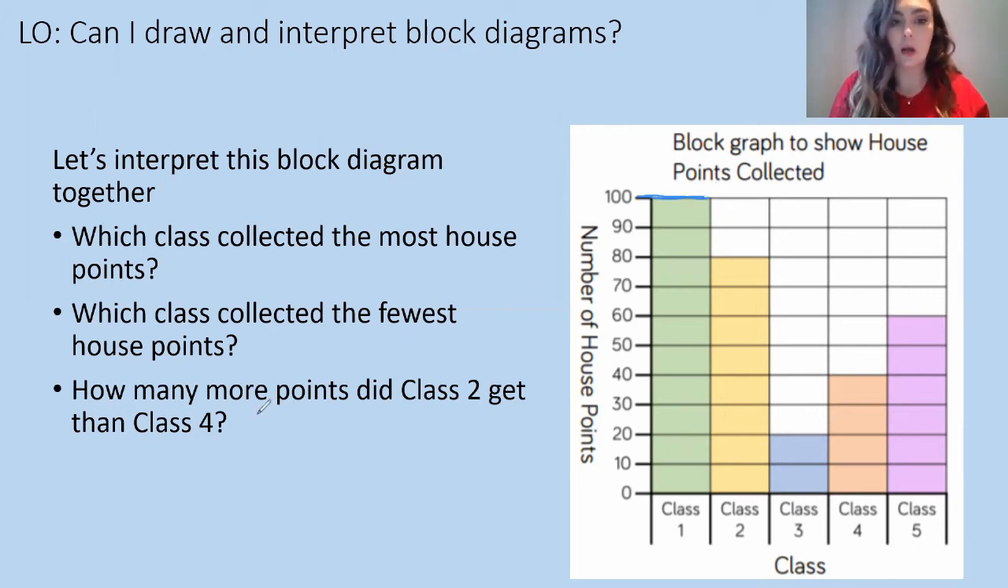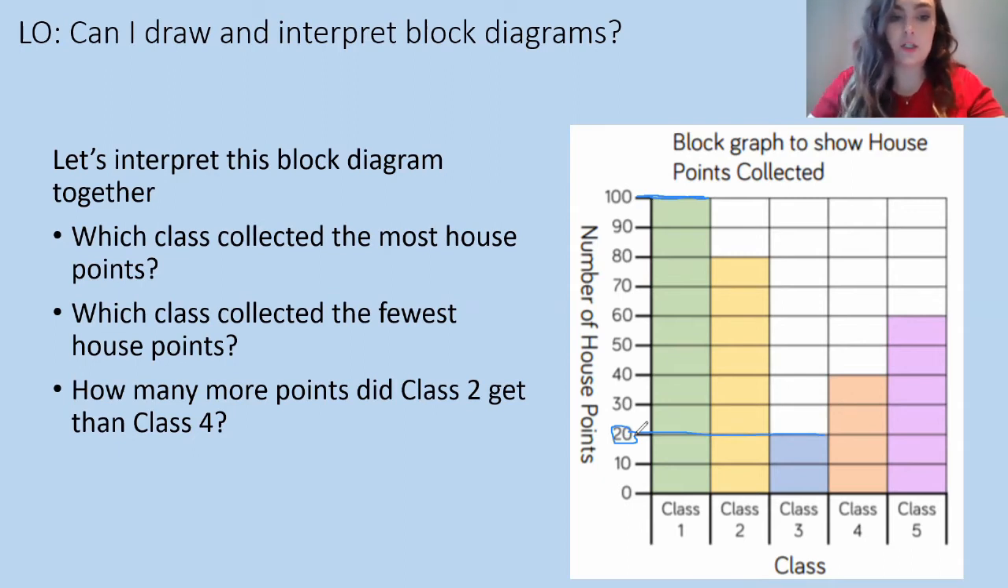Question number 2, which class collected the fewest house points? Pause the video and have a think. So this time we're looking at who collected the least. If we have a look at our block diagram, we can see that the least that is coloured in is class 3. And if we have a look going across, we can see that they scored 20 house points. Well done if you got class 3.